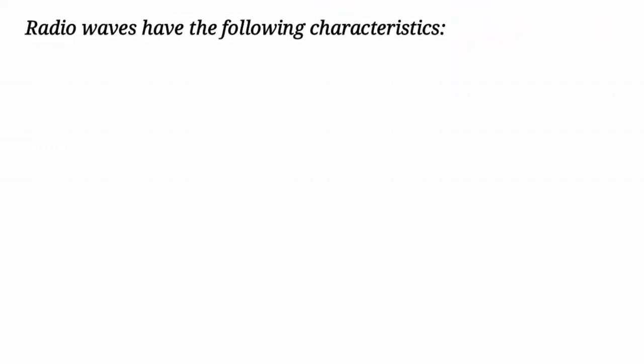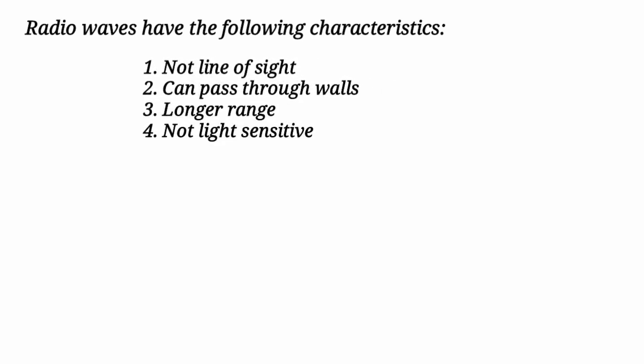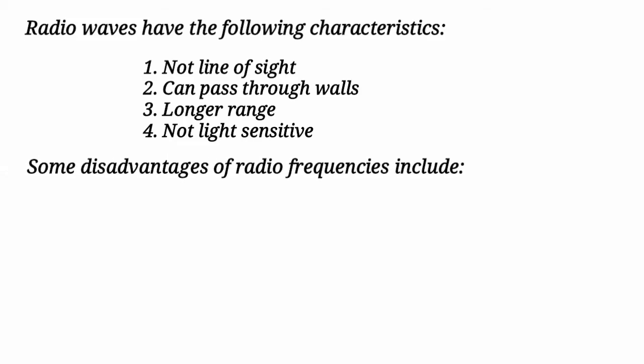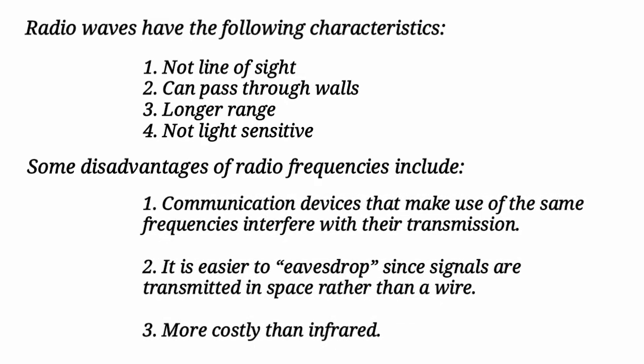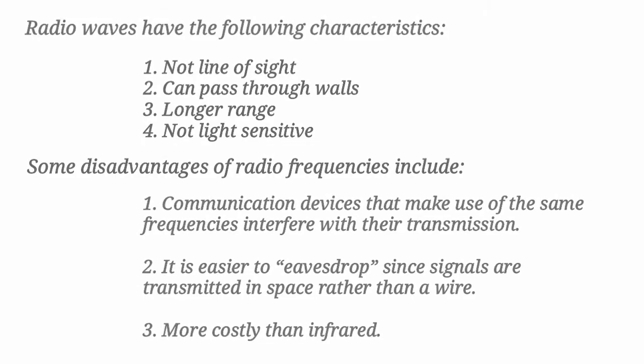Radio waves have the following characteristics. Not line of sight, can pass through walls, longer range, not light sensitive. Some disadvantages of radio frequencies include, first, communication devices that make use of the same frequencies interfere with their transmission. Two, it is easier to eavesdrop since signals are transmitted in space rather than a wire. And number three, more costly than infrared.